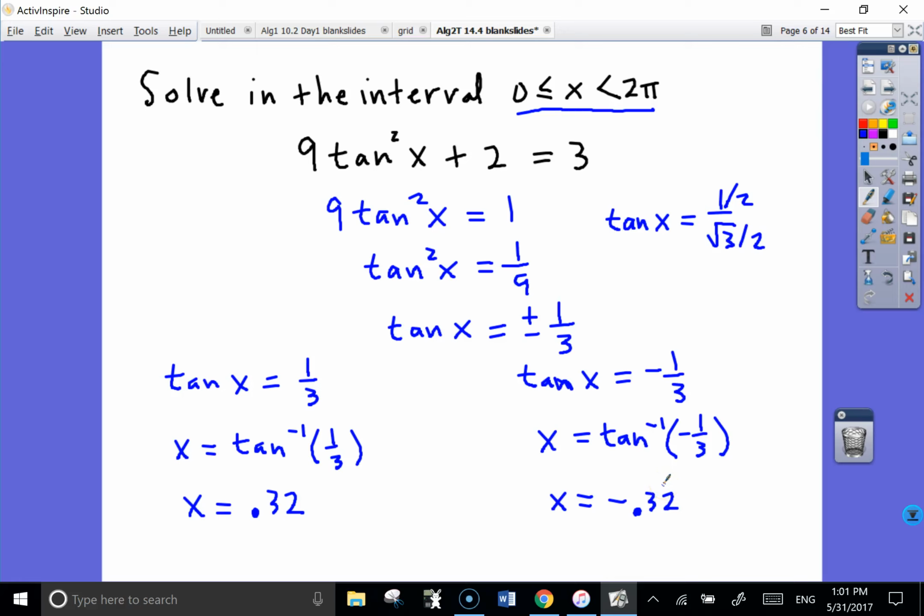Okay, now, negative 0.32 is not between 0 and 2 pi. So that's not going to be a good answer. The 0.32, that should be okay.